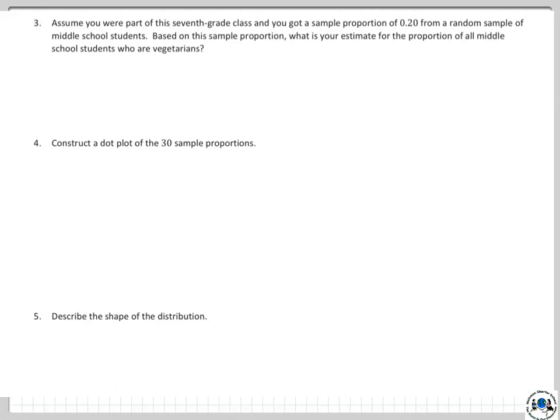So now assume you were part of this 7th grade class and you got a sample proportion of 0.20 from a random sample of middle school students. So based on this sample, what is your estimate for the proportion of all middle school students who are vegetarians? Well, that would be up to you, but if you took this sample, you might want to stick to your results and just go ahead with 0.20. They are 20% vegetarians, and again, it's an estimate, it's a guess more or less. You're just basing it on your one sample of students, okay.